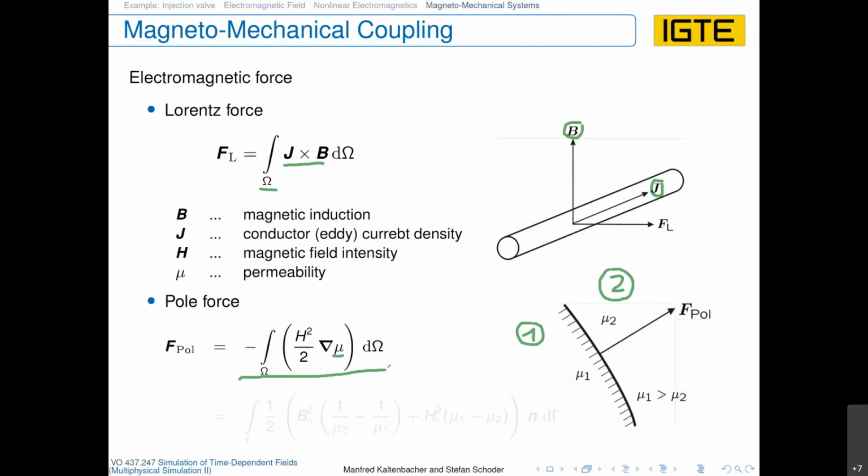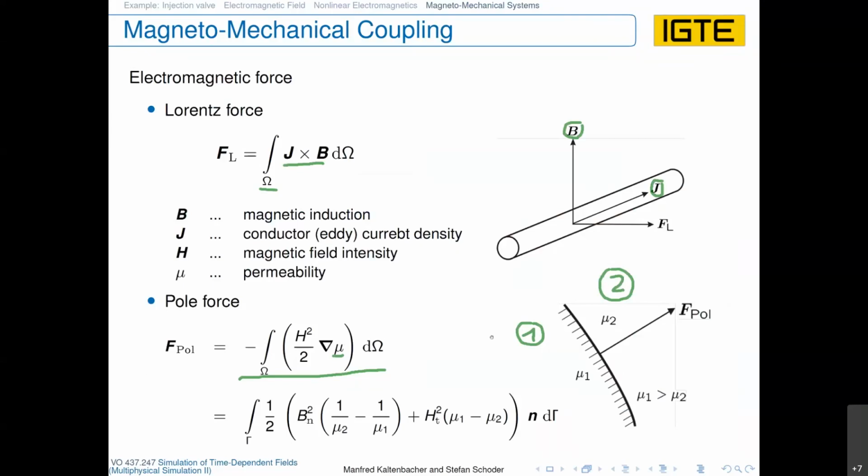You can also derive why this term looks like this. It is the magnetic field intensity squared over 2, and you have to take the gradient of the magnetic permeability. How to take a gradient of a magnetic permeability at the interface where the permeability is jumping? So that is something which is not sensible to be evaluated, and that's why we can transform it to a surface integral, which we will discuss soon, which is now as follows.